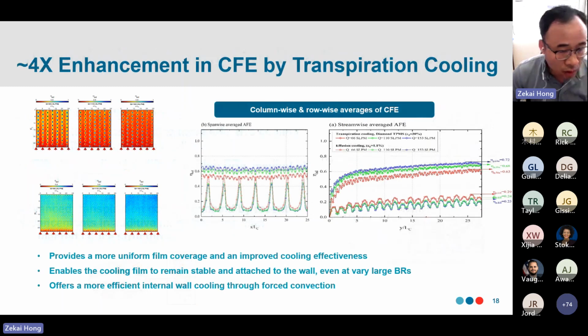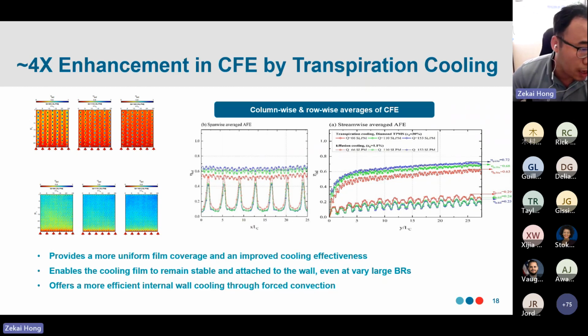Here are some early results, and the benefits are already very clear. On the top panel, they are all traditional effusion cooling, and on the bottom panel, they are transpiration cooling with our additively manufactured test coupon with a uniquely designed lattice structure. If we average the CFE over different columns or over different rows, we can see the improvement is over the entire test area, with more than 4 times enhancement in CFE.